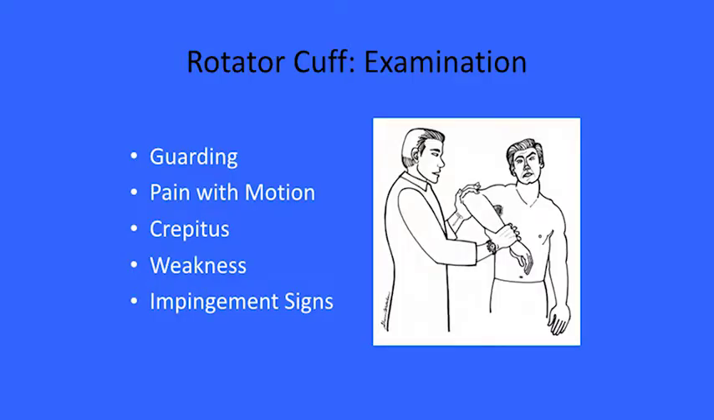So the rotator cuff examination: guarding is when you don't let somebody move your shoulder. It hurts and you want to just keep it there, so you won't let me or even yourself use it. Pain with motion is one of the symptoms. Crepitus is a crunching sound that not always but generally can be problematic. Sometimes it's not something to worry about. I get that in my shoulder. It doesn't usually bother me too much. Weakness, of course, and what this is called is an impingement sign.